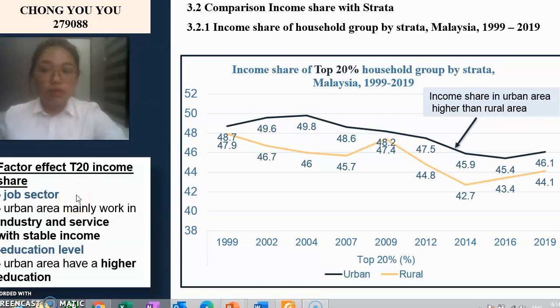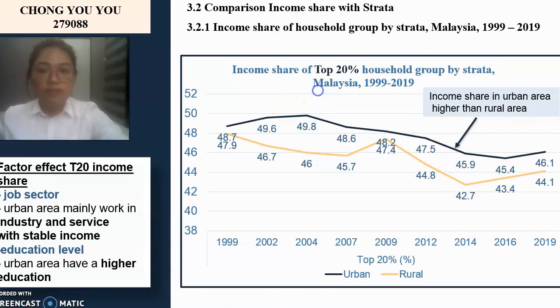In urban areas, most of the people mainly work in the industry and service sectors, which have a stable income. However, in rural areas, most of the people mainly work in the agriculture sector. As we know, in the agriculture sector, most of the income is gained based on the quantity of harvested products, so they don't have a stable income. Next is the education level. Urban areas have a higher education level. This is because of the facilities and resources provided. So due to the higher education level, people in urban areas learn and know how to produce things more effectively and efficiently in order to level up their income.